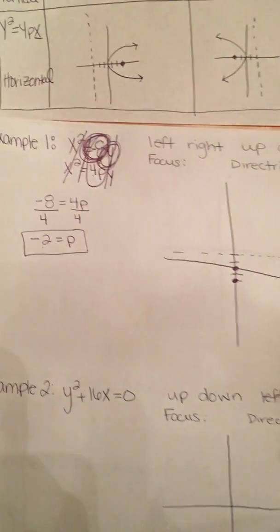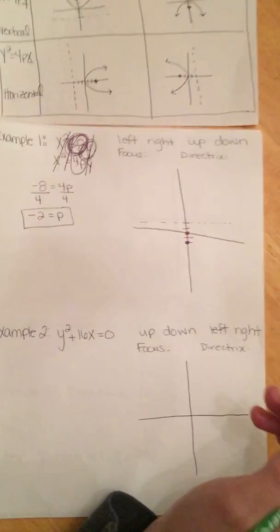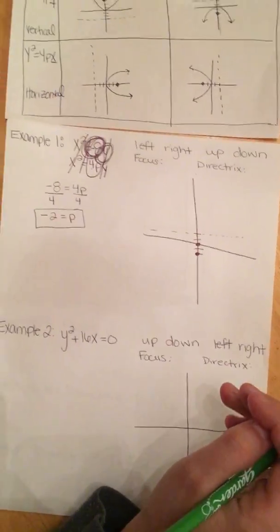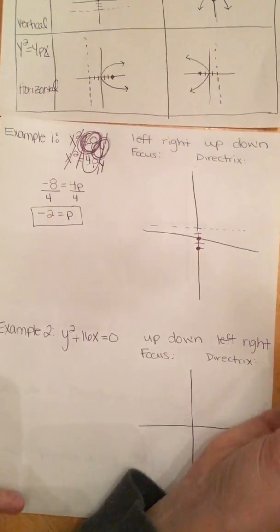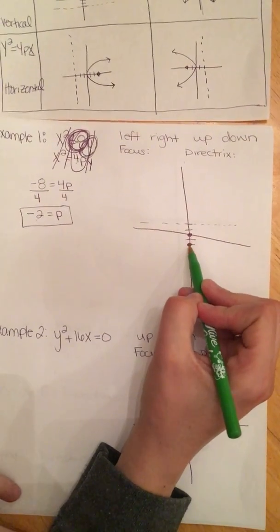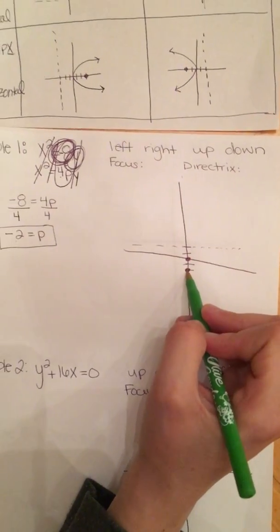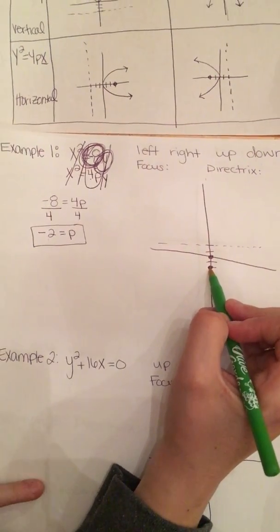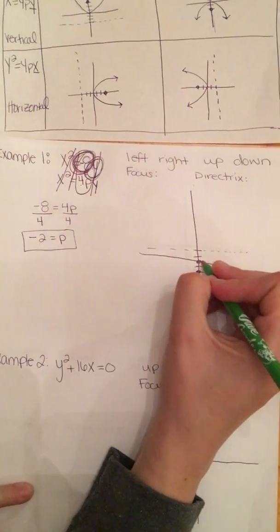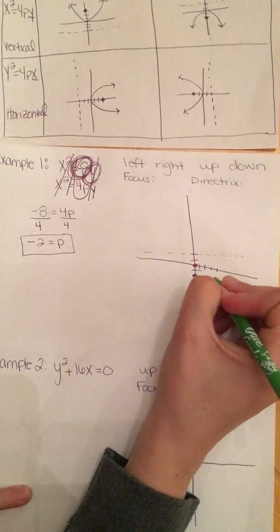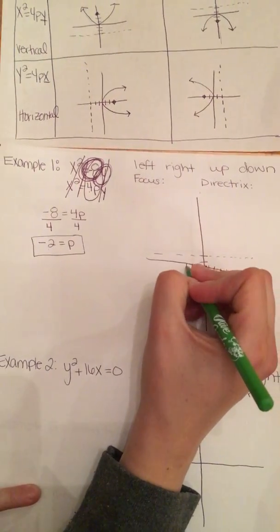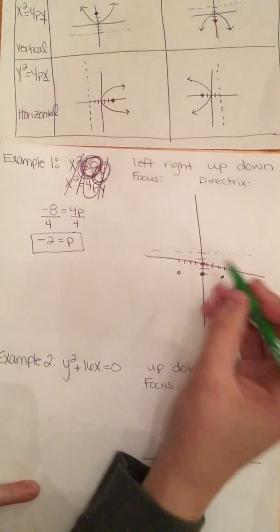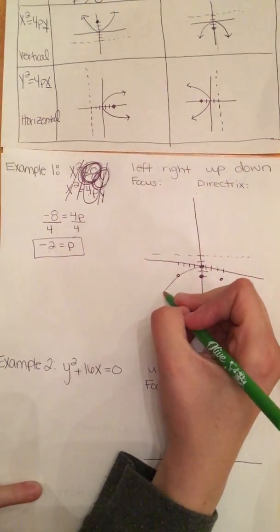So what's half of -8? You're probably going to say -4, but honestly, the negative doesn't matter. So just think of the number 4. You're going to go down to your focus, and you're going to move 4 places to the right and to the left. And this is going to give you your points.